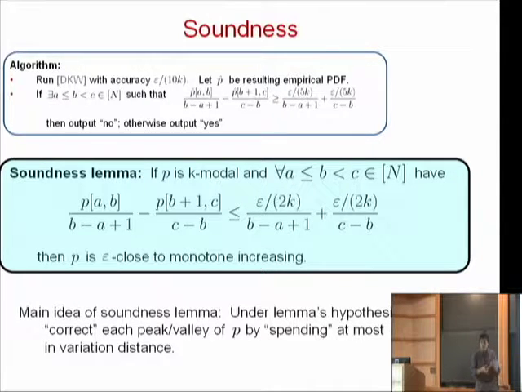So we're just going to apply this guarantee whenever we need to, and maybe fix the distribution. We're going to mend the peaks and valleys of the distribution. And we're going to do that k times because it's k-modal. Every time we do it, we'll spend something like epsilon over k in variation distance. And so we'll go from our k-modal distribution to an epsilon-nearby increasing distribution.